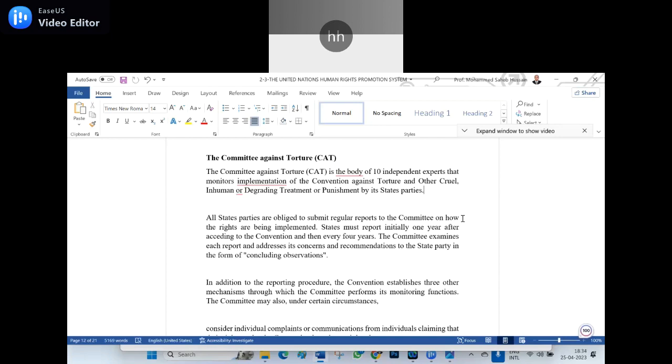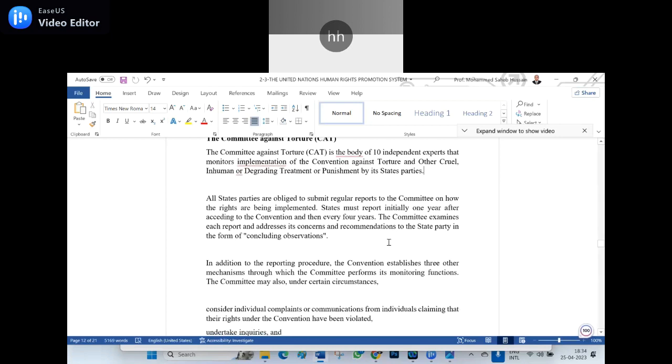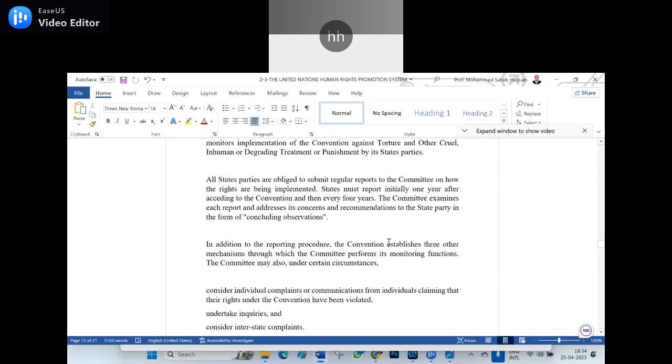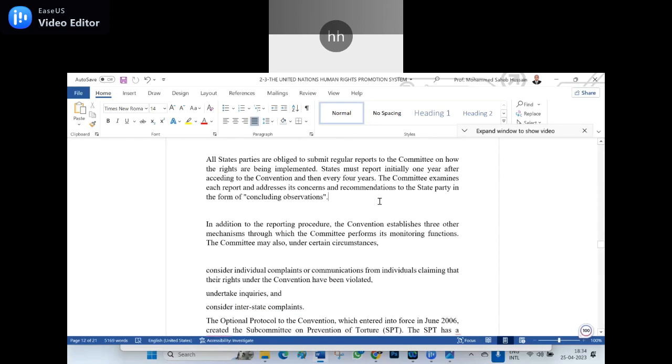The committee examines each report and addresses its concerns and recommendations to the state party in the form of concluding observations. Yes, after going through the report, the SIDA will make the observations, concluding observations, and they will say that do like this, do like this. Even they will try to give the suggestion that in your constitution, this amendment should be done, or a special enactment could be enacted.